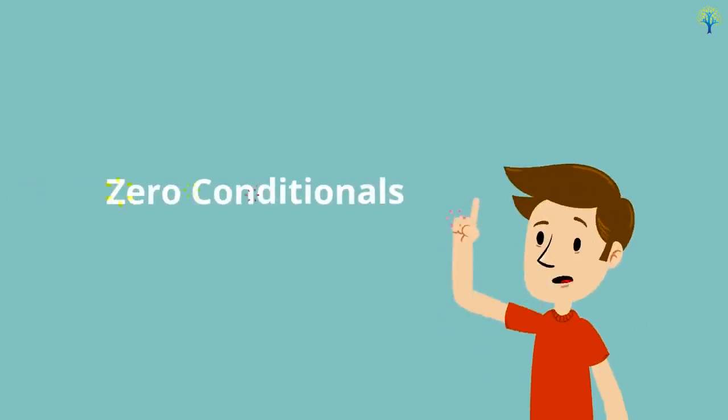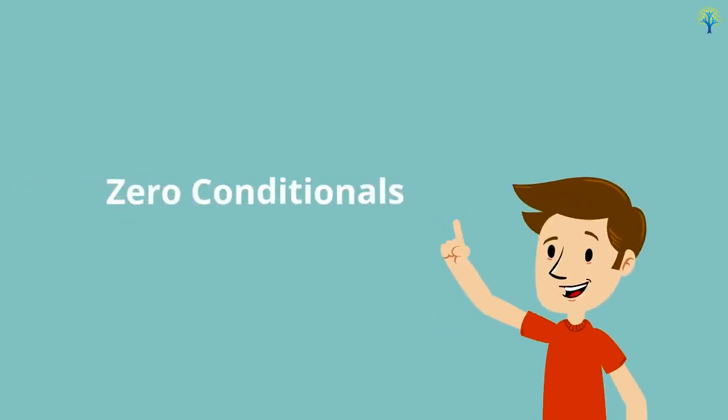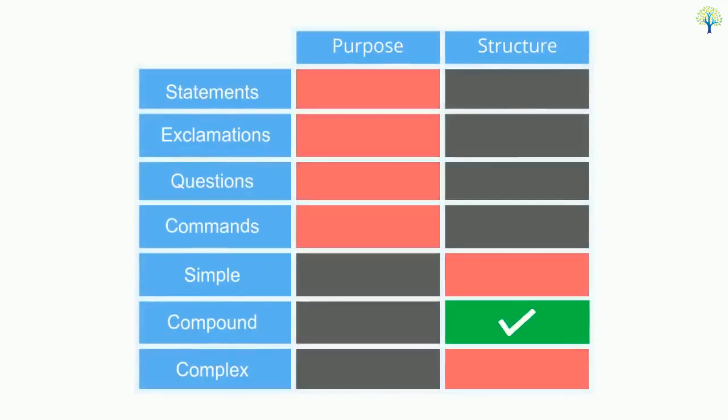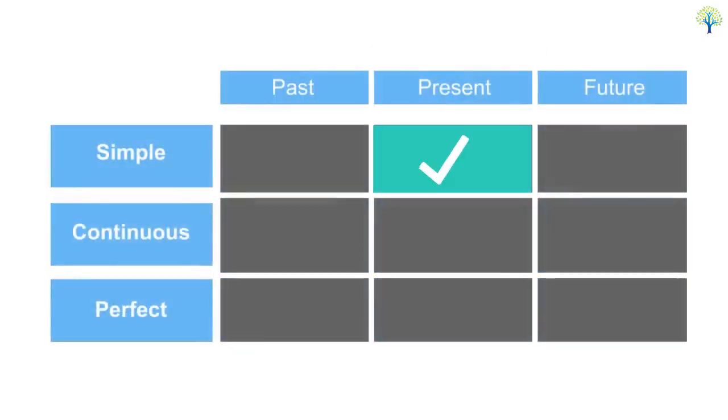In this video, you will learn about zero conditionals. This topic is a part of compound sentences. Zero conditional sentences express general truths, situations in which one thing always causes another. To form a zero conditional sentence, always use the present simple tense.